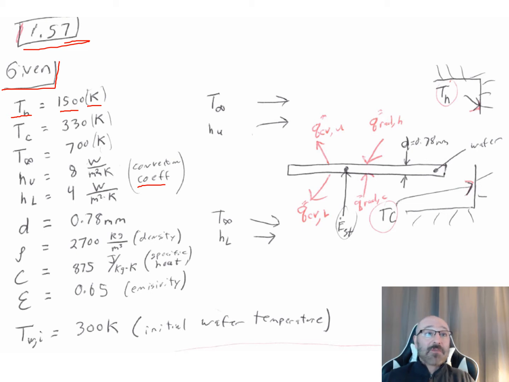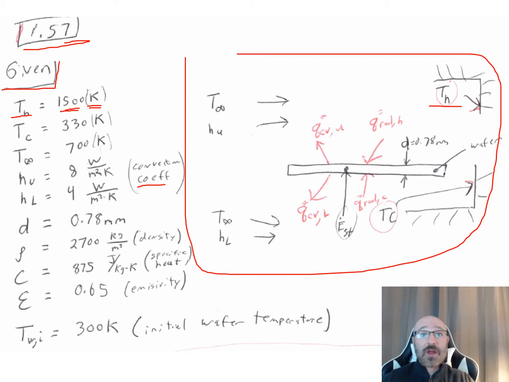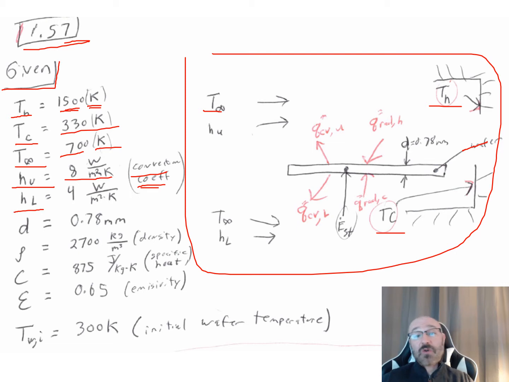So I have my T sub H, temperature in the hot zone, is 1500 K. I can come over here and I can see there's my T sub H right there in my simplified version of this diagram here. So I have my wafer right here. I have my temperature of the cold zone right here, 330 K. There's my cold zone right there, T sub C. I have my T sub infinity of the gas right there, and this is equal to 700 in units Kelvin. I have my convection coefficient right here, my H upper. So my H upper here is 8 watts per meter squared times Kelvin, and I have my H lower, convection coefficient of the lower, is 4 watts per meter squared times Kelvin.